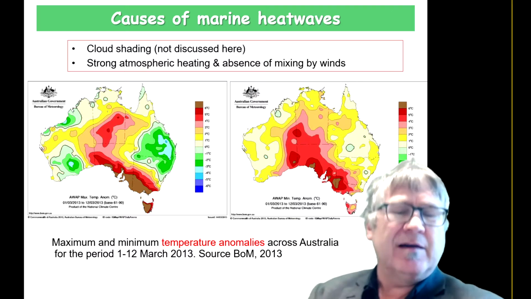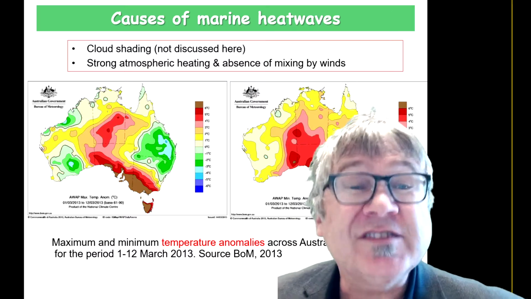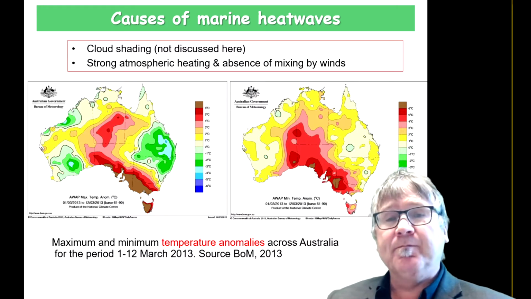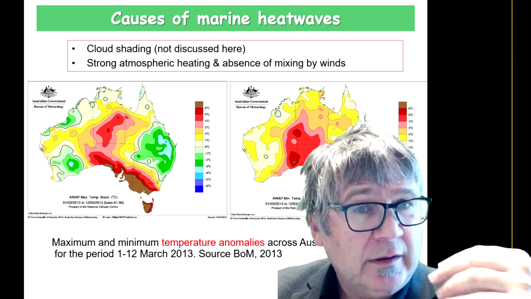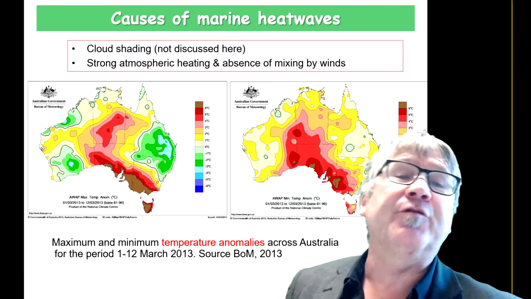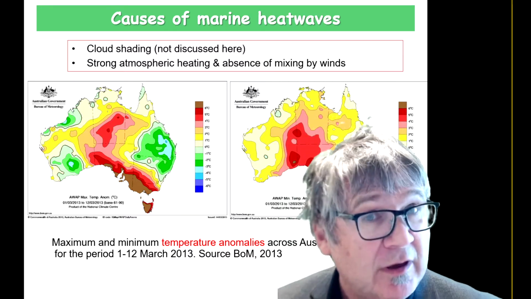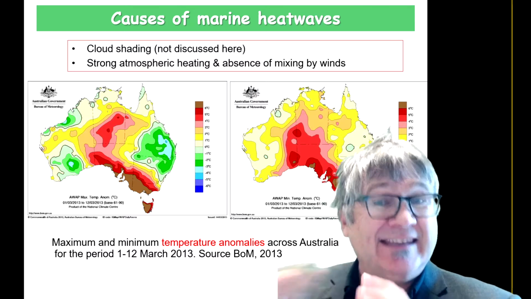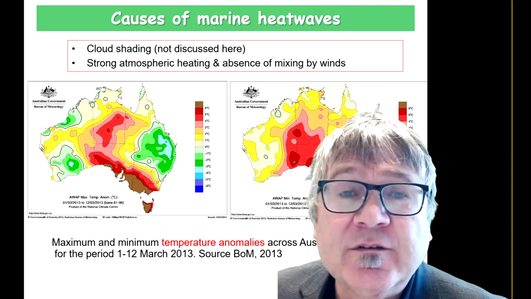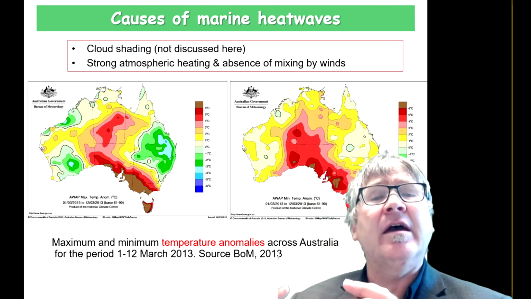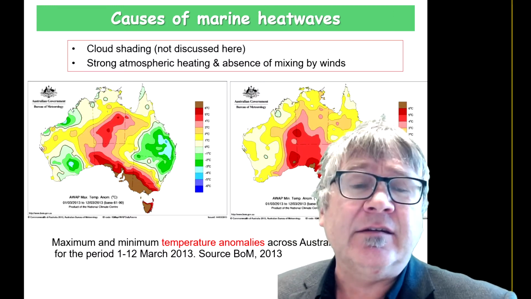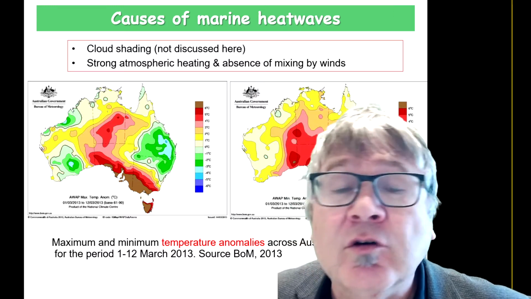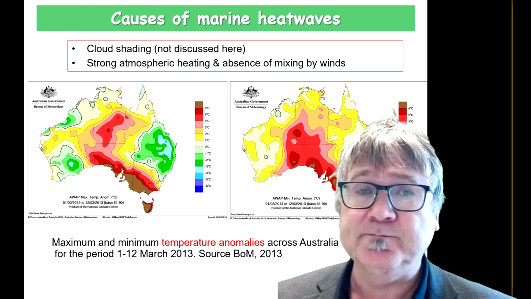So let's talk about some causes of marine heat waves. So indeed, you can think of events where you have a very strong atmospheric heat wave and a very strong heating of the surface waters. And if you then imagine you have no wind mixing, then indeed the surface layers of the oceans can become very warm.